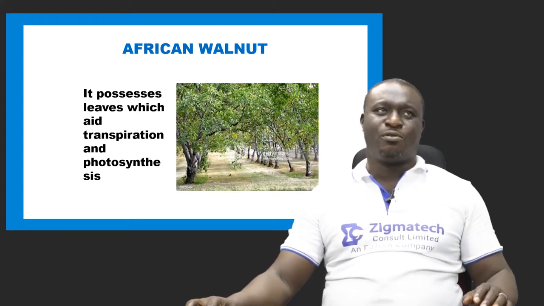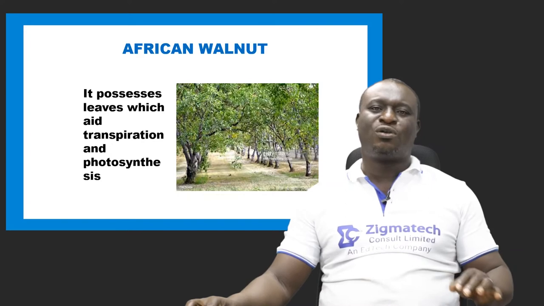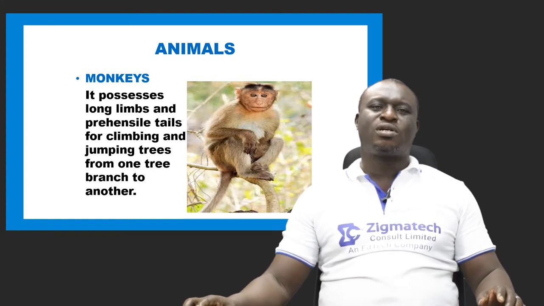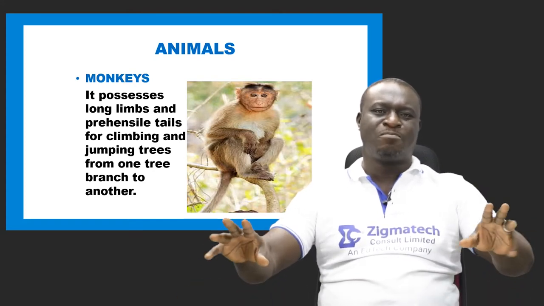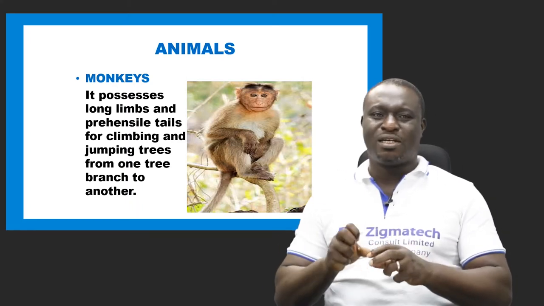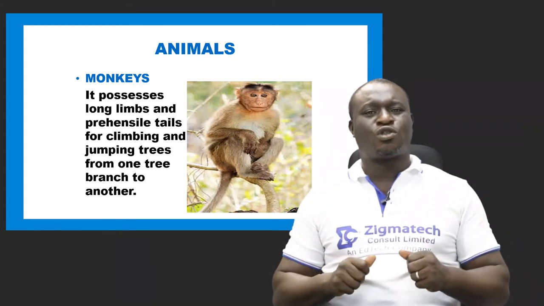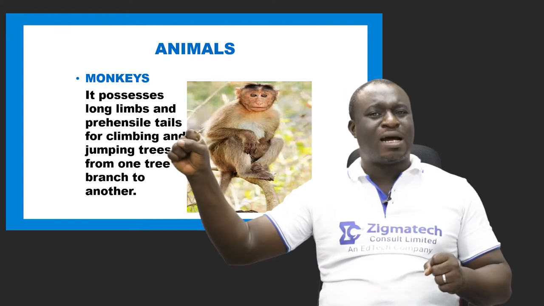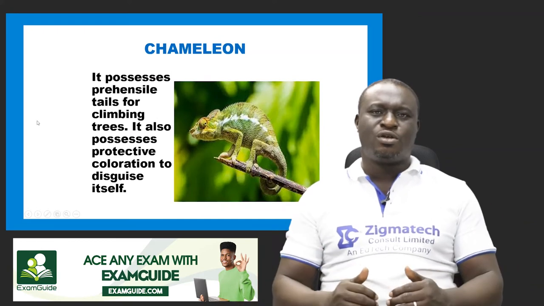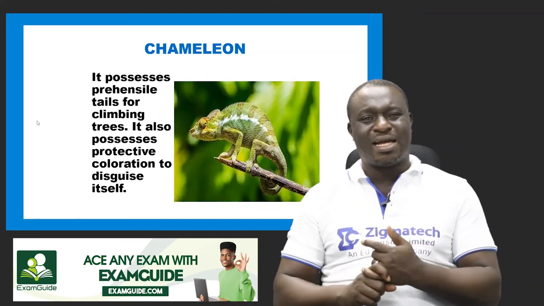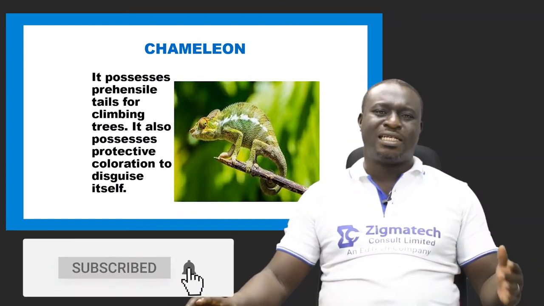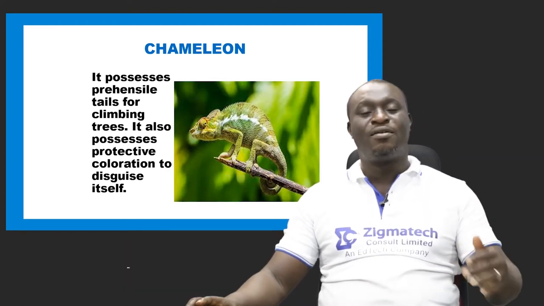Now, looking at animals that can be found in the forest, we have the monkeys. Monkeys possess long limbs, and they also have what we call prehensile tails. These are for climbing, jumping and holding onto other branches. We also have chameleons. The chameleon also has a prehensile tail. It also possesses protective coloration to disguise itself in times of having an encounter with a predator.